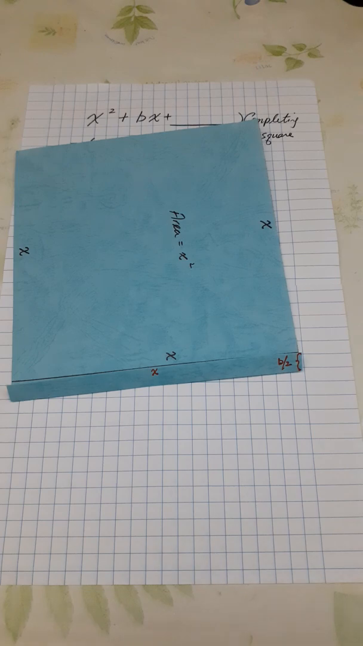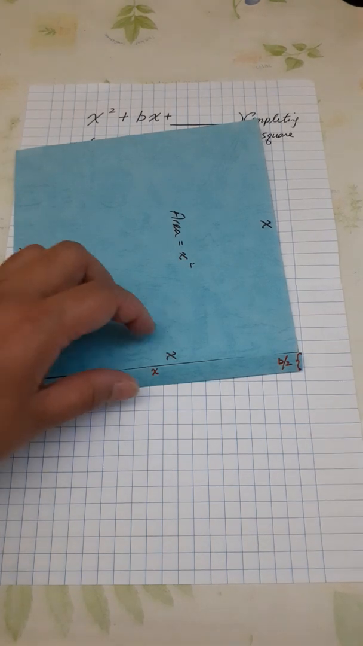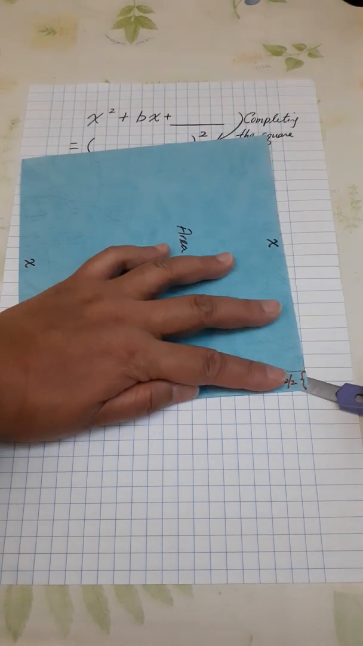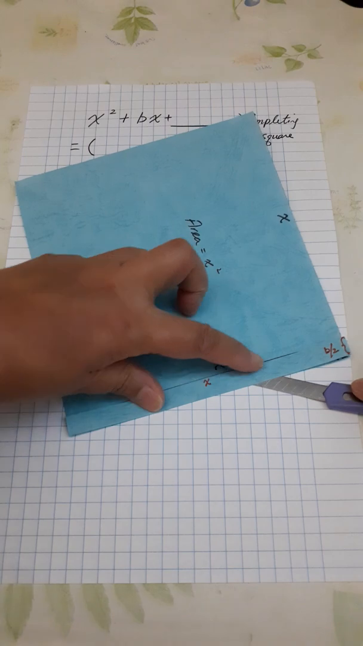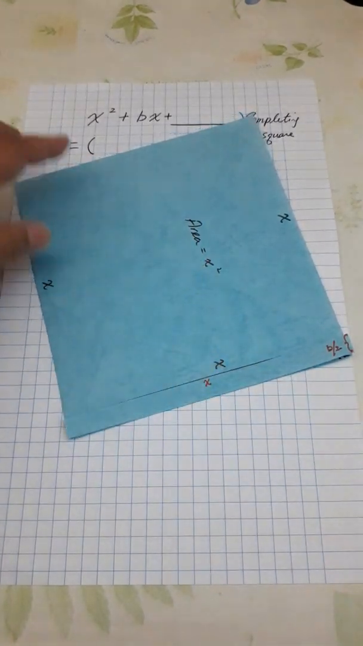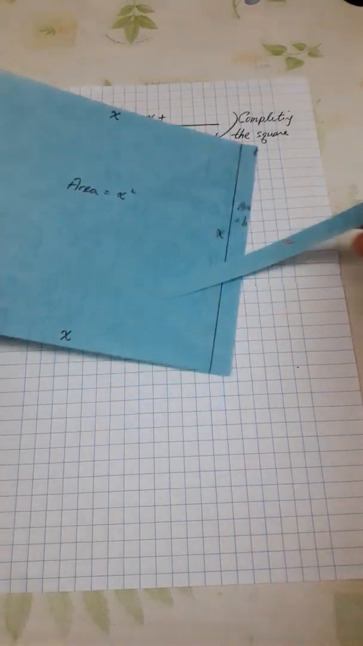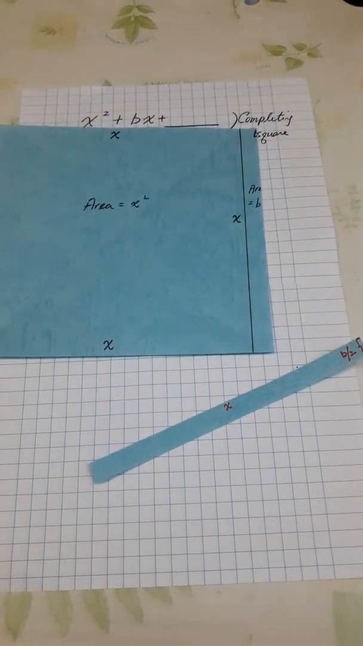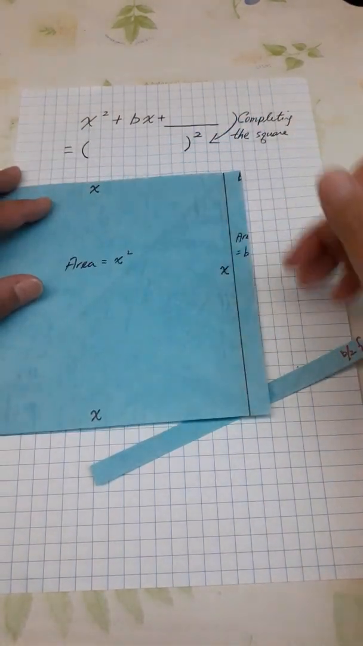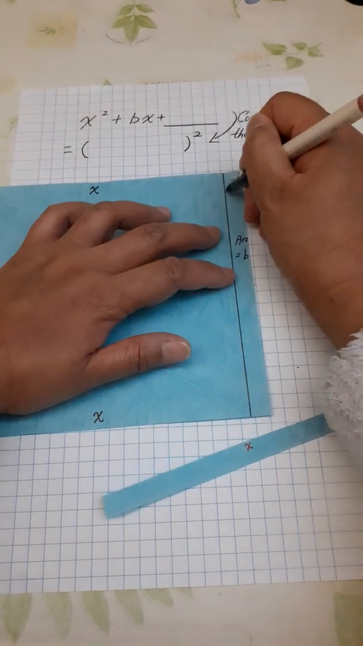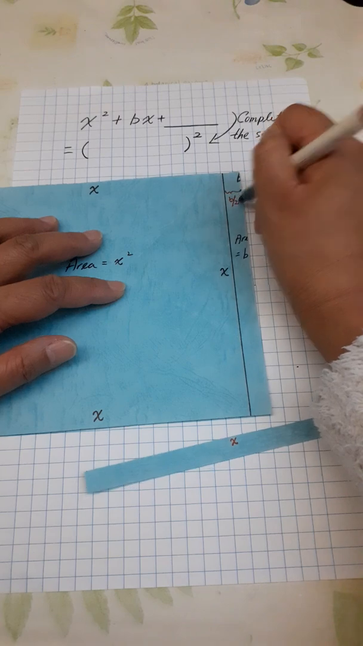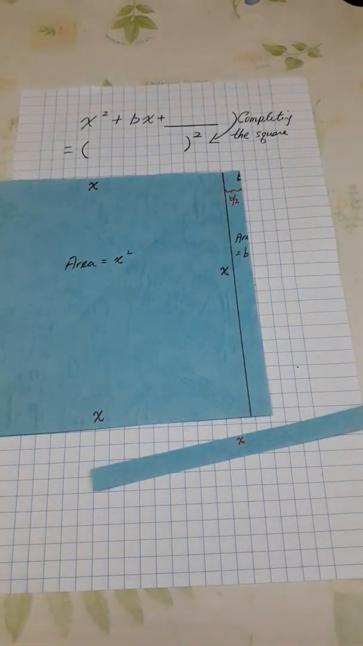Now, if I cut this out, now I have 2 pieces of paper like that. And just to remind you, after cutting this part out, this length now becomes b over 2, just half of b.